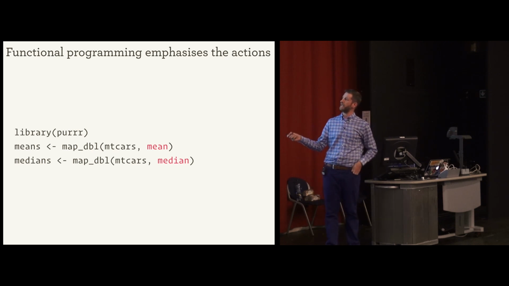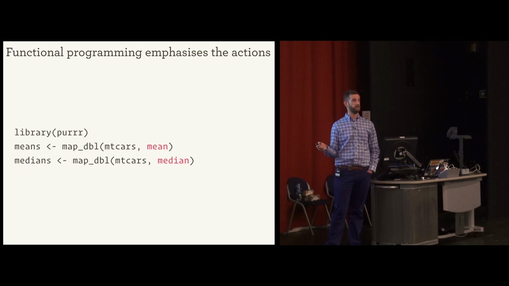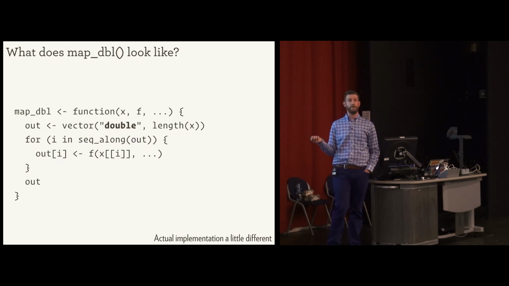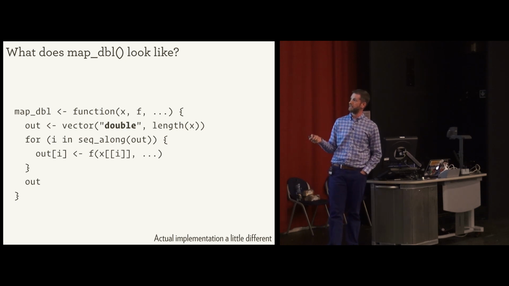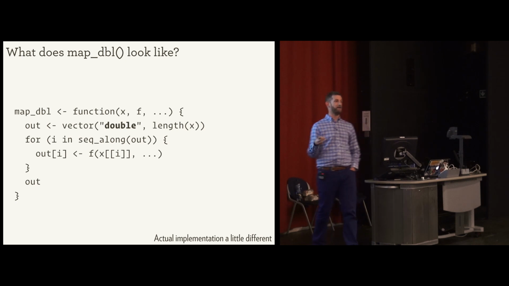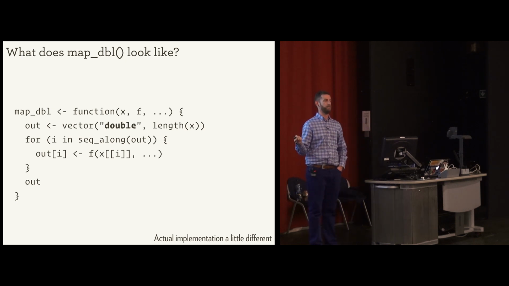So this code does exactly the same thing. We're going to take each element of the empty cars, we're going to apply the mean to it, and we expect that the output is going to go into a double vector. And so indeed, if we look at the code for that map double function, this is exactly what we see. We see exactly that same code we used before, but instead of using a specific function like mean or median, that's now an argument to the function. So in R, functions can take other functions as arguments, and this allows us to write not a specific for loop, but a generic for loop.